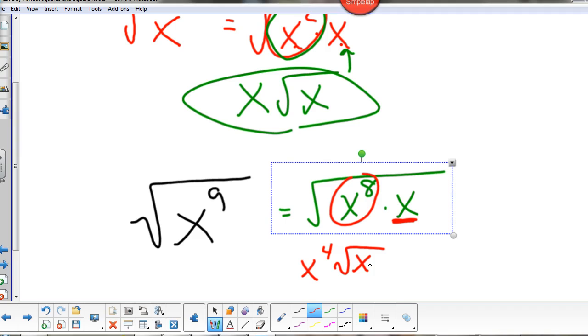So when we have an odd power, when we simplify, there's always going to be one factor left in the radicand. But we're going to be able to square root by taking half of the power, because remember, it's the 1/2 power. That's what square root means.